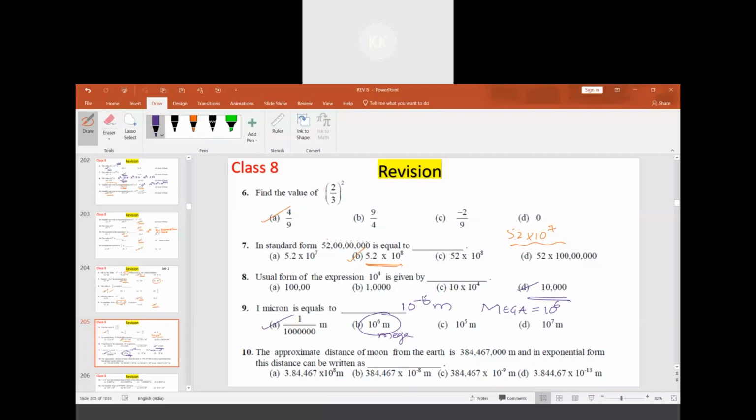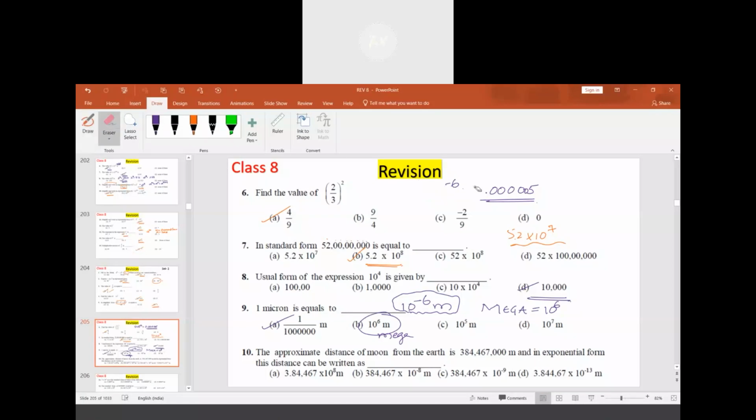Where will you come across this concept, micro? In microbiology, there are microorganisms. The size is measured in terms of micron. Bacteria size is say 5 micron. It refers to 5 into 10 to the power of minus 6. It means 0.5 zeros followed by 5. One more zero. This is the meaning.